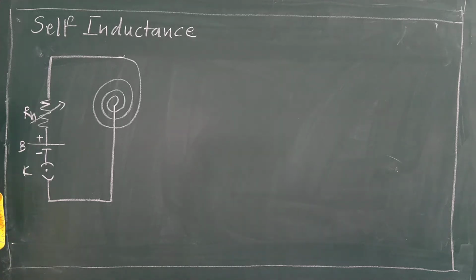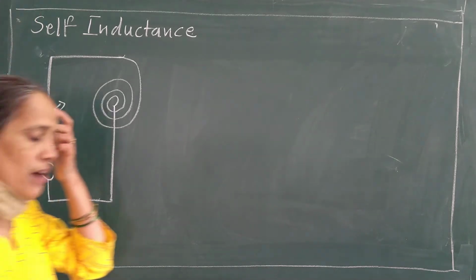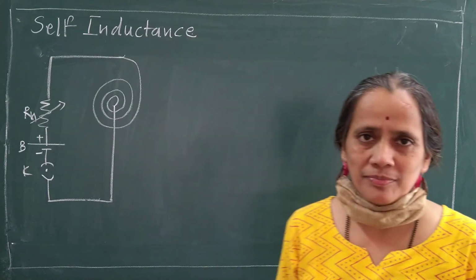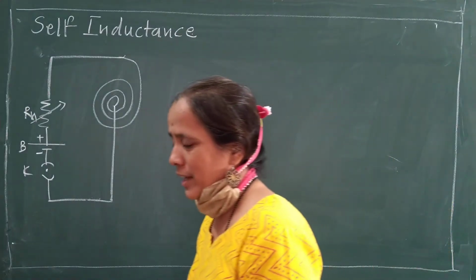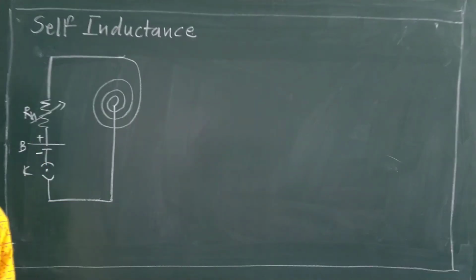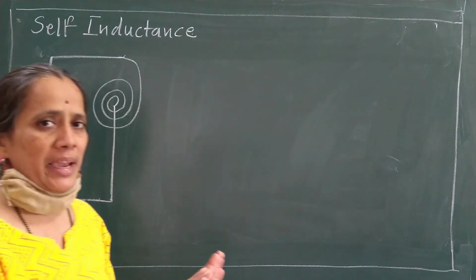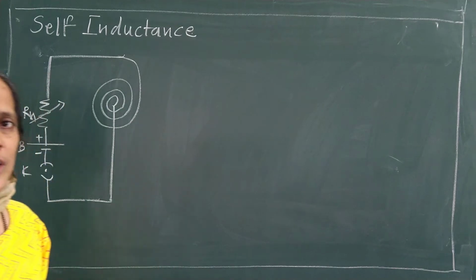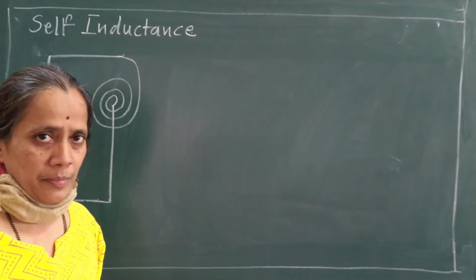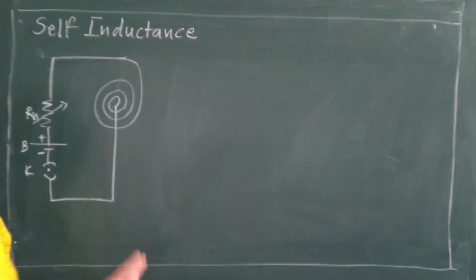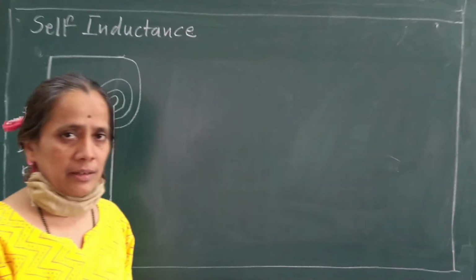Okay. Now, previously we have seen about EMF, that is electromagnetic induction. In electromagnetic induction, what is the basic fundamental? Whenever there is a change in magnetic flux, due to that change in magnetic flux, there will be a production of EMF.